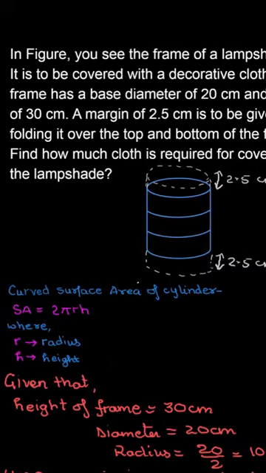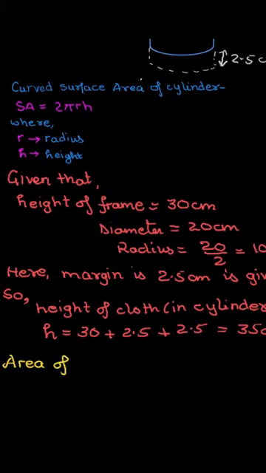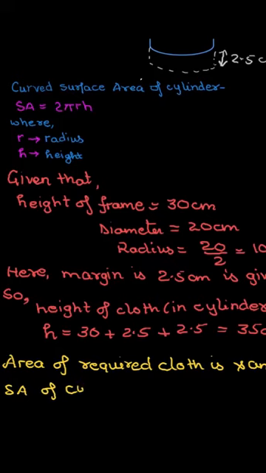So the height of cloth required will be 30 plus 2.5 plus 2.5 for top and bottom, so a total of 35 centimeter is the height of cloth which we are seeking. And the radius of it we have already got from the radius of the frame. So further, the area of required cloth is the same as the surface area of a cylinder.